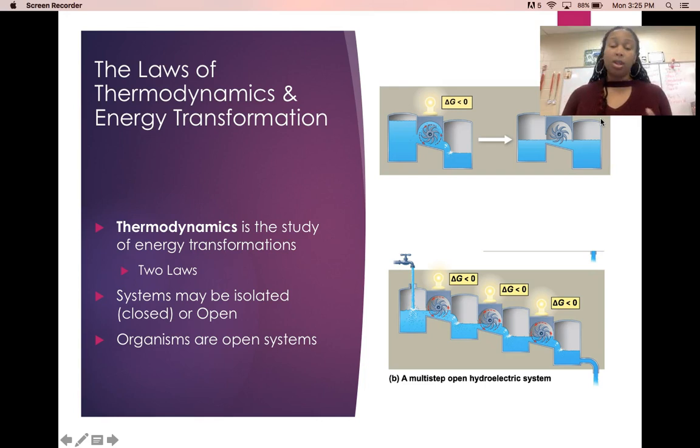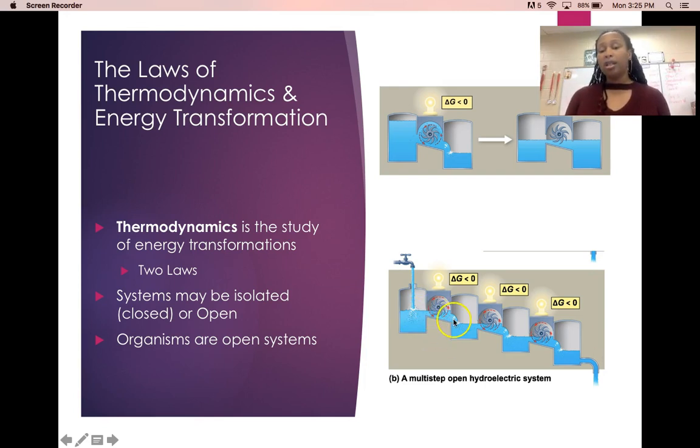Now, organisms are open systems. We interact with our environment. So if you look at the bottom, what you see is an example of an open system. And this is a multi-step open system because that's how our cells process things during metabolism. It does so in a multi-step pathway. Now, in this open system, you have something coming into the system, but you also see things going out of the system. So this system is interacting with its environment. It is taking in from the environment and also putting out into the environment.